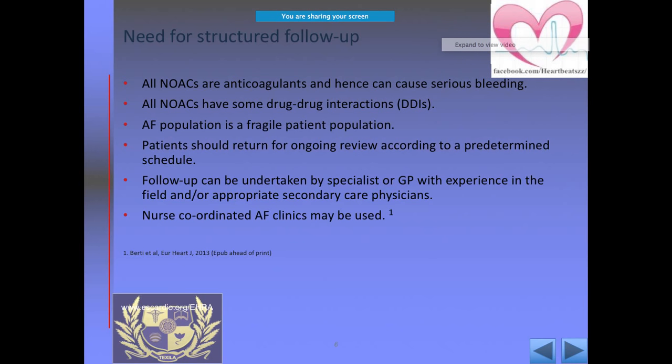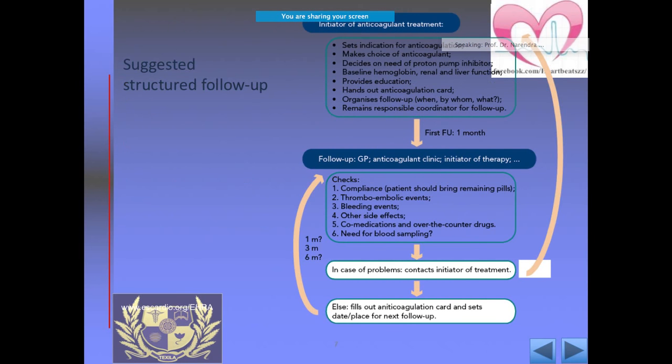Once you have started a patient on those drugs, how do you do the follow-up? Those patients should ideally follow up with a specialist or a general physician who has experience in that field. This is a flowchart which summarizes how you should do the follow-up. Once you have started them, you can do the first follow-up after 1 month. In the meantime, you have to check for compliance, any thromboembolic events, bleeding events, or side effects. How about the co-medications which the patient is taking? Or is there any need for blood sampling?